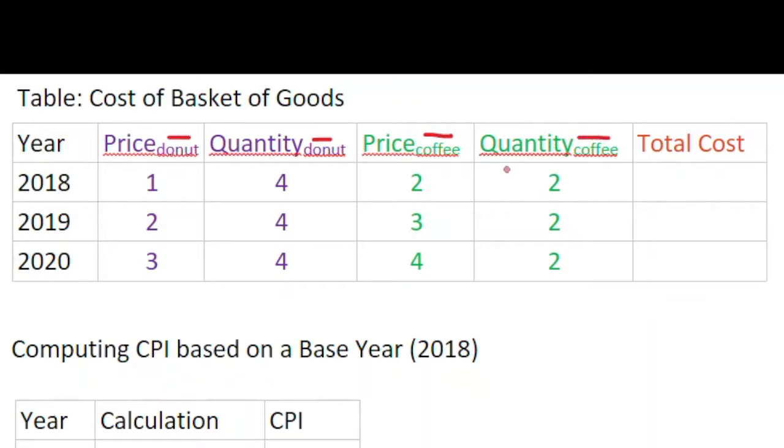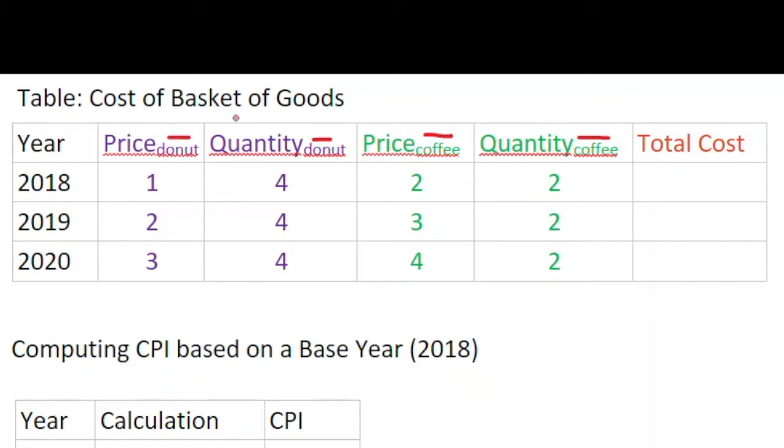And these are assumed to be a fixed basket of goods, in that there are 4 donuts consumed in 2018, the exact same amount in 2019 and the exact same amount in 2020. We also have 2 cups of coffee consumed in 2018, 2019 and 2020. So a fixed basket of goods. The only thing that's changing over the 3 successive years is the price of the products in this economy here.